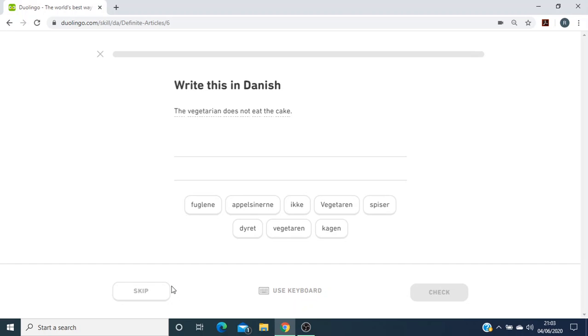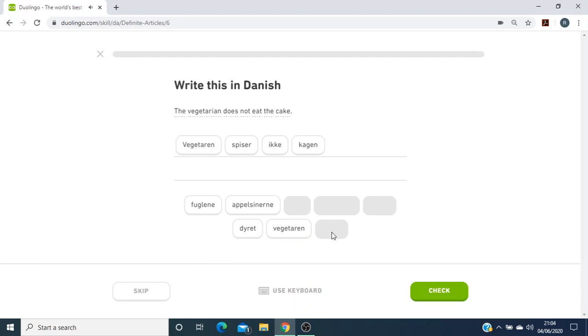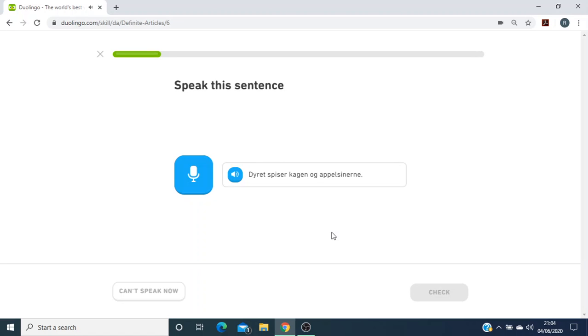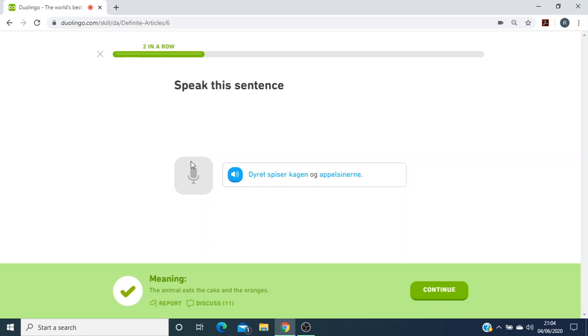Try that again. The vegetarian does not eat the cake. Vegetaren spiser ikke kagen. Dyret spiser kagen og appelsinerne. Excuse me. Make sure it doesn't record me yawning. Dyret spiser kagen og appelsinerne. The animal eats the cake and the oranges.